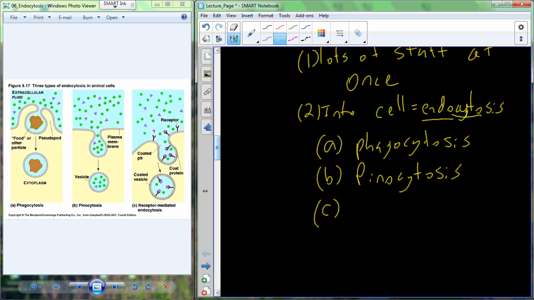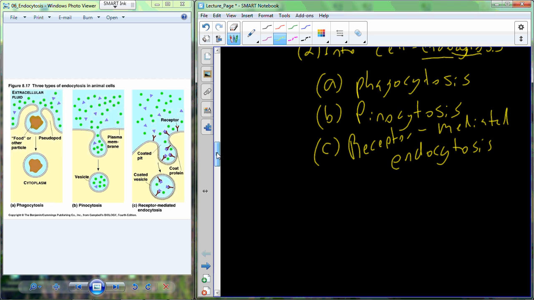So this one, we don't have a Latin here. It's a lot easier to remember because it's in English. It is receptor-mediated endocytosis. So receptor-mediated endocytosis, just simply referring to the receptor being produced so they can grab on the molecule that's needed, and then that gets brought to the cell. So those are the three types of endocytosis, phago, pino, and receptor-mediated, to bring stuff into the cell.